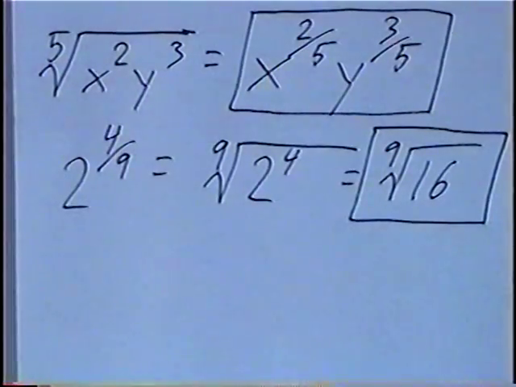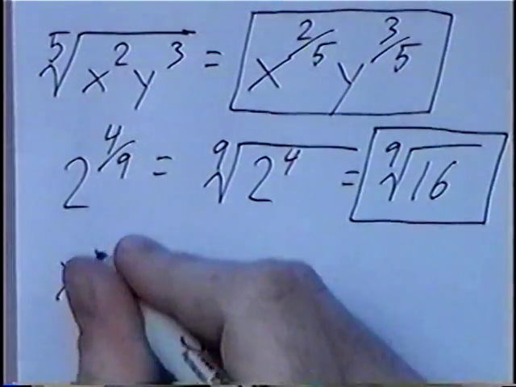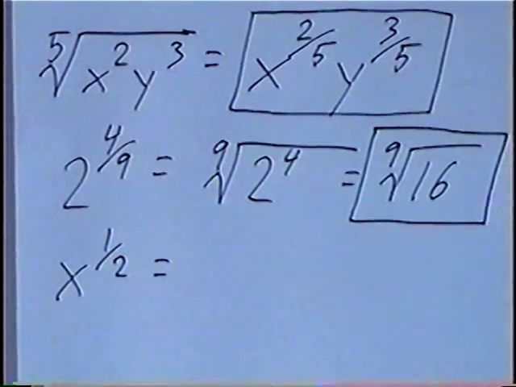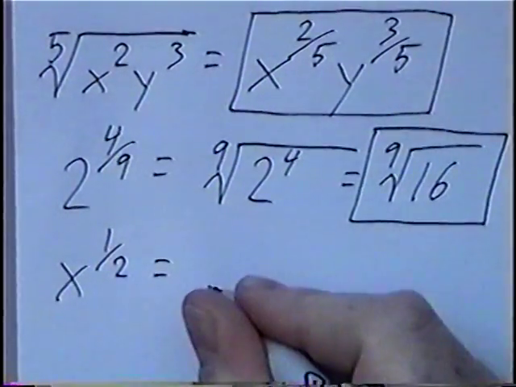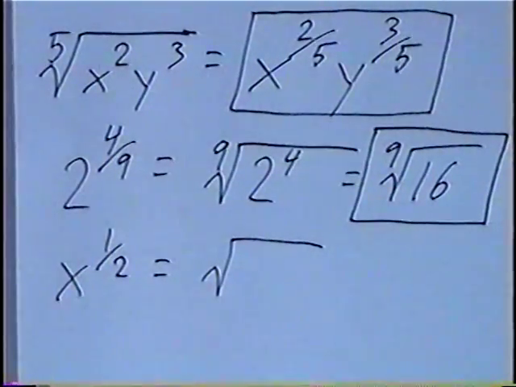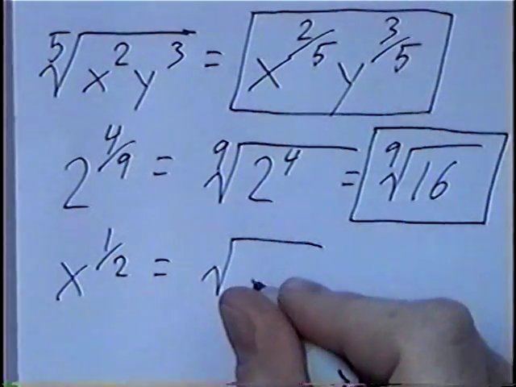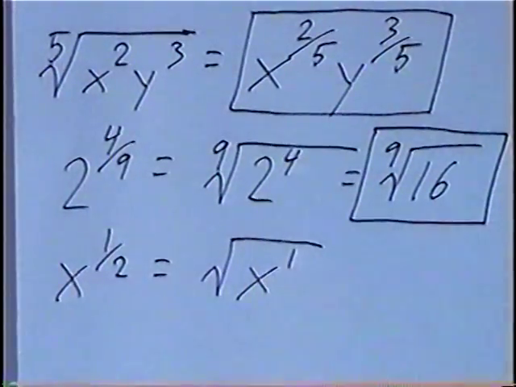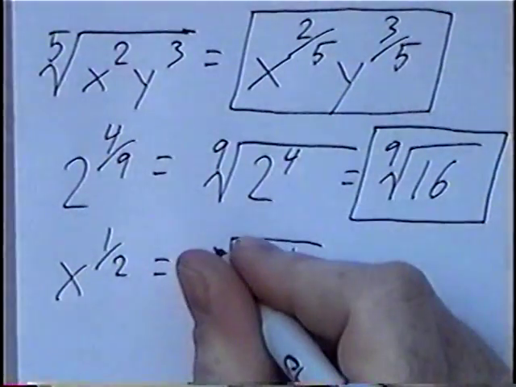And last question for the section, x to the 1/2 power. And again, taking a question in exponential form, we can switch that into radical form. The x again, the base, would stay the same. The 1 would be the exponent, and the 2 would be the root number.